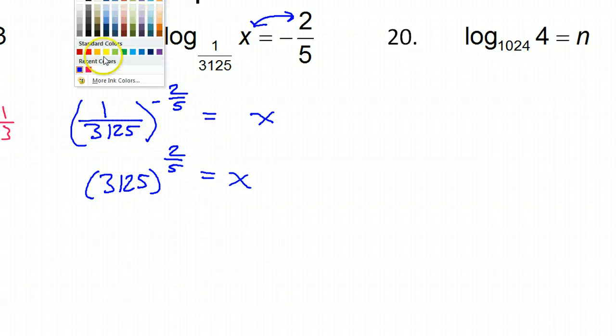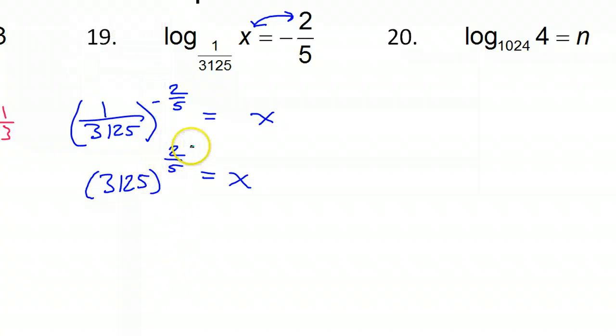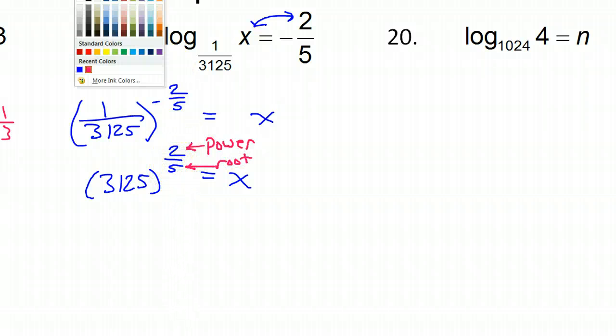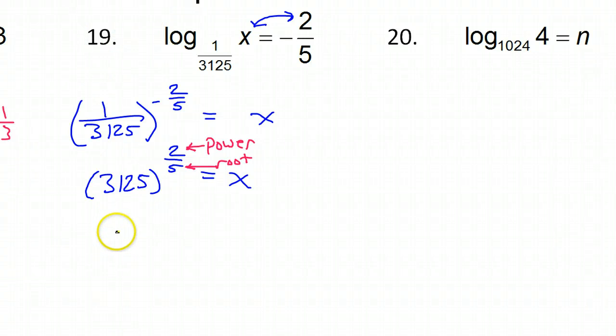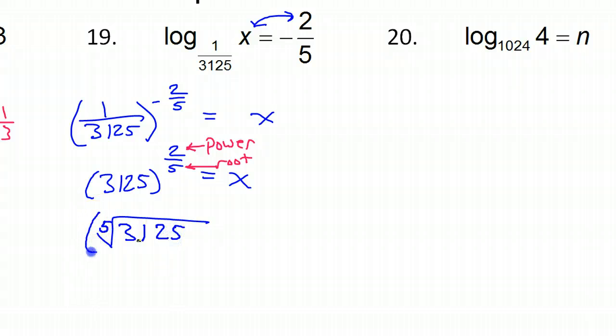Now remember this. When you have a fractional exponent, what you're looking at is a power over the root. Alright, this is the power and this is the root. So 5th root, focus on that. So that means what we're really dealing with here is the 5th root of 3,125. And then whatever we get for that, we're going to do the second power to it. So that's what's happening.